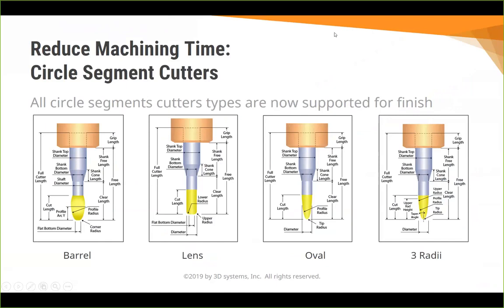Next one is the circle segment cutters implementation. We have in 15 completed all the implementation of all kinds of circle segment cutters available: the barrel type, the lens type, the oval type, and the three radii type, new in 15.